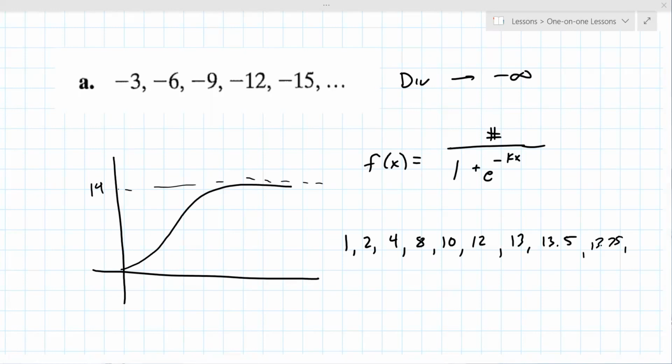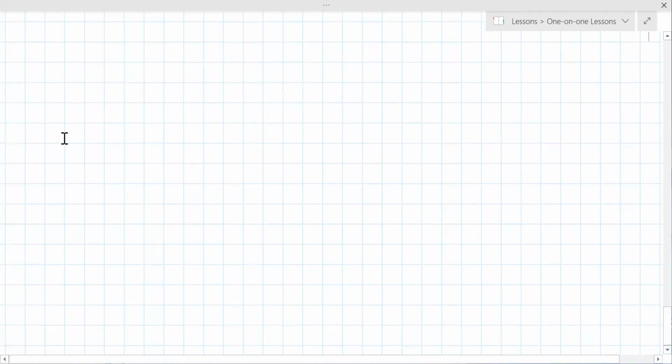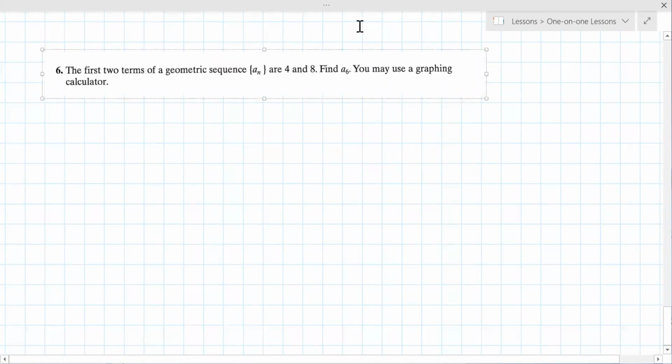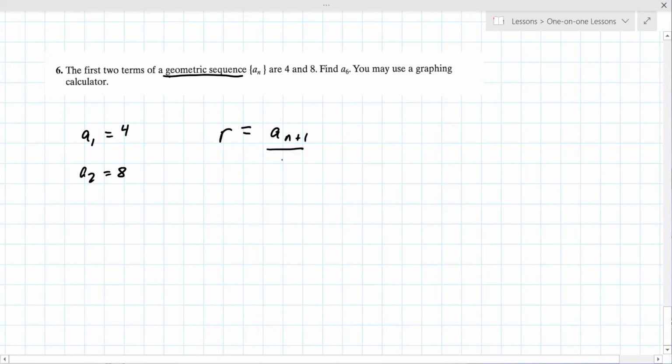So let's do number 6, and then we'll move on to the next one. We can go back to 4 if you'd like. Just let me know. Okay. All right. The first two terms of a geometric sequence are 4 and 8. So that means that A1 equals 4 and A2 equals 8. With a geometric sequence, we talked about this earlier, there is a common ratio r. r is equal to A(n+1) over A(n), basically the next over the previous. So that's 8 over 4, which is 2.